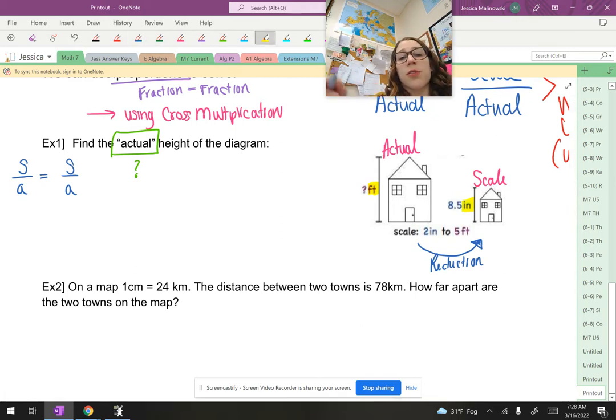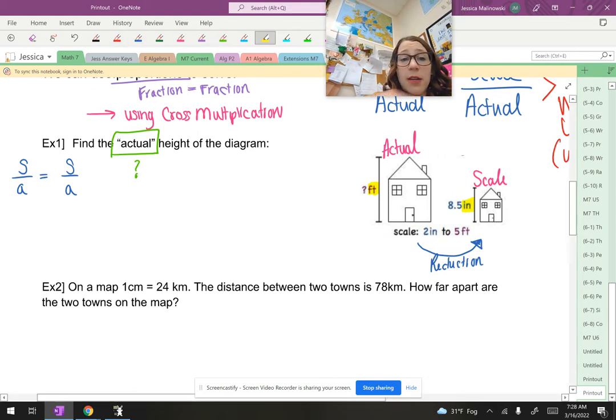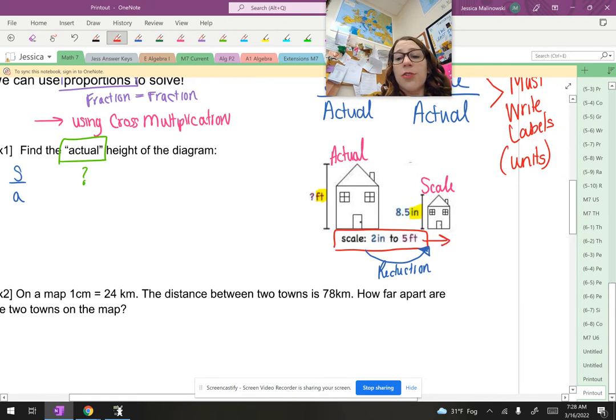All right, so notice there's a piece of information that they've given me that I haven't quite looked at, and that is a crucial piece of information. And that would be the scale down at the bottom here. Whenever you're given that scale, turn that into the fraction. Make that your fraction of 2 inches over 5 feet.